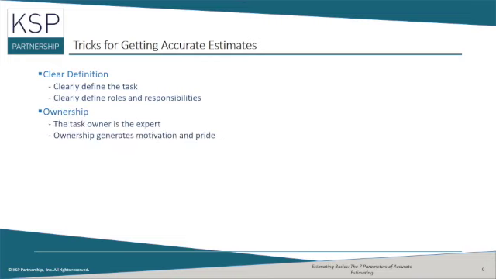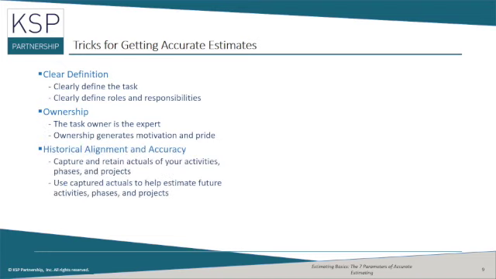Next on our list is ownership. Each task has an owner, and that owner is the expert. After all, they know what it will take them to create that deliverable. Allow the task owner to give the estimate. And remember, ownership generates motivation and pride.